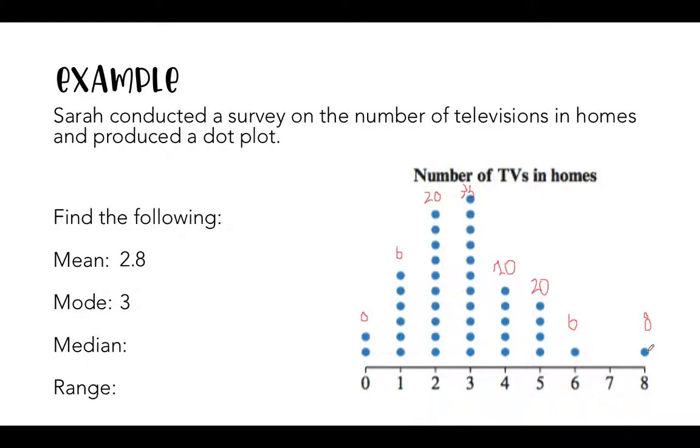So we're looking for the 20th and 21st number because we're looking for the middle numbers. So 1, 2, 3, 4, 5, 6, 7, 8, 9, 10, 11, 12, 13, 14, 15, 16, 17, 18, 19, 20, 21. So these here are our middle numbers. If we add 3 plus 3 and divide by 2, we get 3. And the very last thing you need to do is your range. So 8 take away 0 gives us 8, and that is how you find all of this data, the summary statistics.